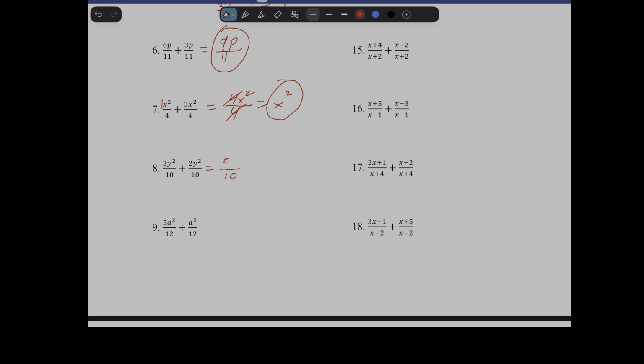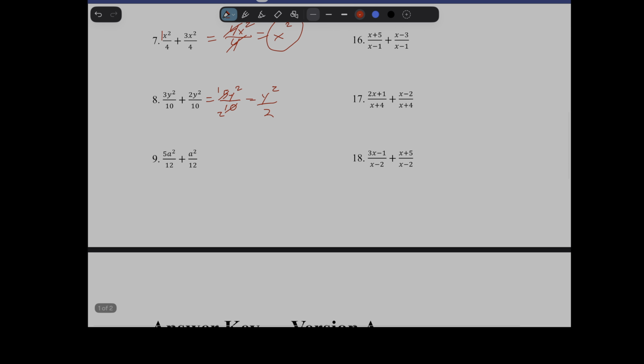So this is going to become a 5y squared, and now I can reduce the 5 once, twice, and I'm going to get a y squared over 2. All right, next one. I'm going to have a common denominator of a 12. And so now 5a squared plus a 1a squared is a 6a squared. I can reduce the 6 and 12. 6 goes in there once, 6 goes in there twice. I get an a squared over 2.